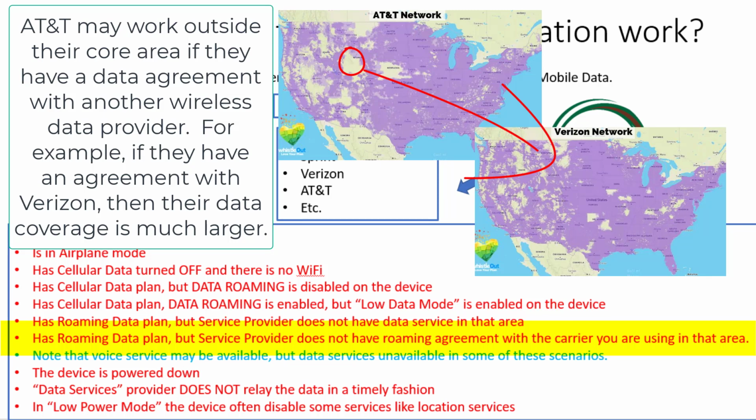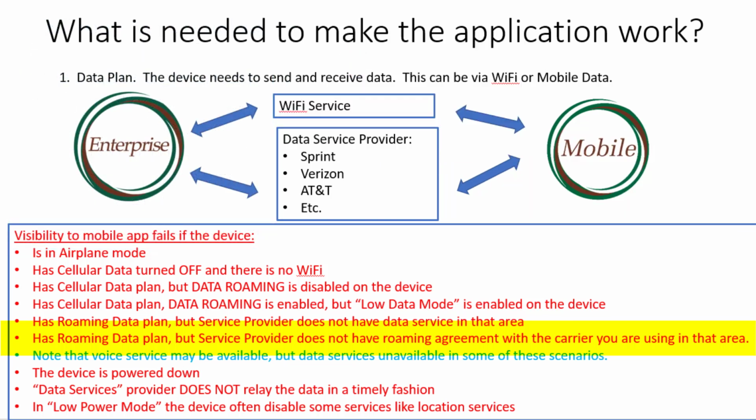For example, their service provider might be AT&T, but it might be roaming into an area serviced by Verizon. If AT&T does not have a service agreement with Verizon, then AT&T does not have data coverage in that area, which means the Circle Mobile app will not work. These are very difficult to detect, but this could be a major reason why you cannot track a device in certain areas of the country.